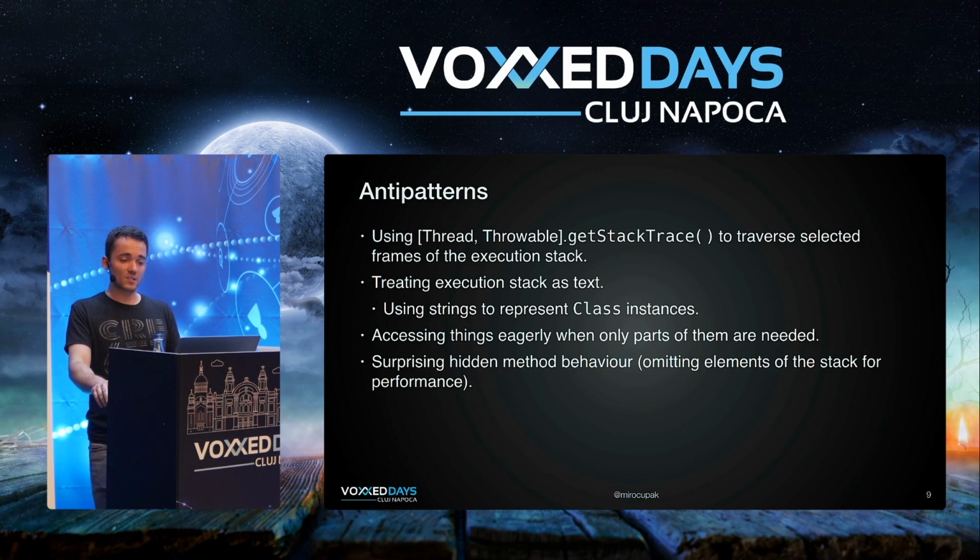Don't eagerly access whole things when you only need parts of them, which is one of the main issues with the old getStackTrace. And avoid hidden behavior. Your API should be clear. Remember the omitting of certain elements for performance reasons. That should be clear from the API contract.